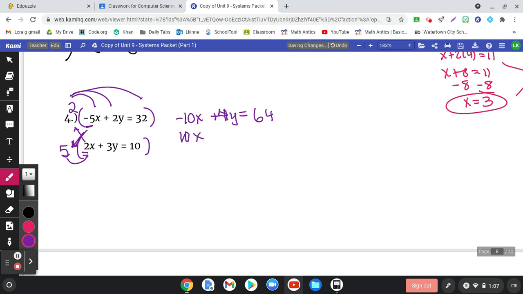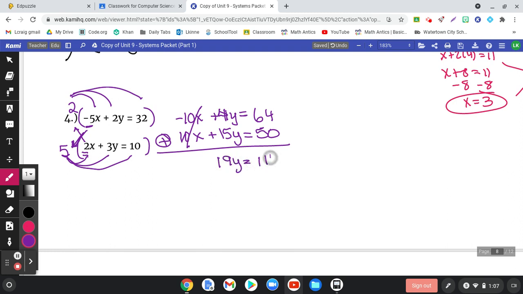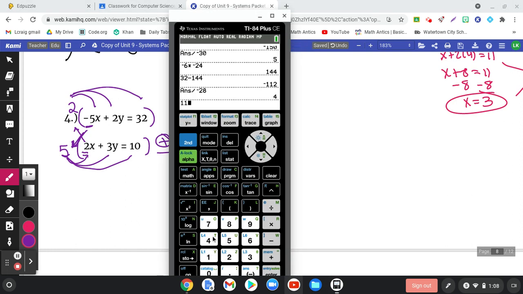And as you see, those two are going to cancel. 5 times 3y is 15y. 5 times 10 is 50. Add them together. Those are eliminated. 19y equals 114. Divide everything by 19. If you're not sure, use your calculator. 114 divided by 19, 6.